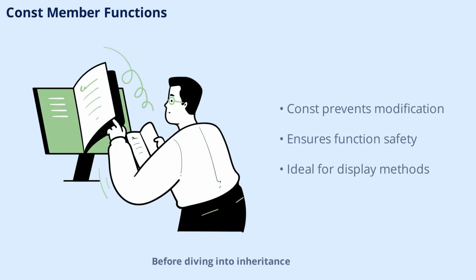programming. Before diving into inheritance, let's briefly touch on the use of the const keyword with member functions. In C++, marking a member function as const ensures it cannot modify any member variables of the class. This is especially useful when you want to guarantee that certain functions like display or calculation methods do not alter the object's state. For example, a function that simply prints the sum of two numbers can be declared as const, providing both safety and clarity in your code.